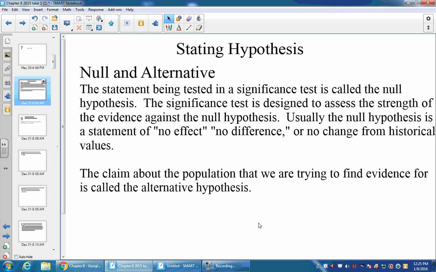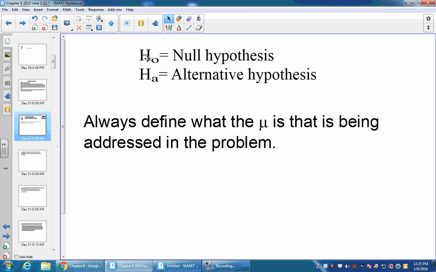So in our paramedic example, we had the null hypothesis of 6.7, but we wanted to see that there were improved times. So our alternative hypothesis is that it was less than that. Now we write the null hypothesis, H with a subscript of 0 or O, and the alternative hypothesis is H subscript A. Now we always define the mu that's being addressed in the problem. So we write these in terms of mu or p, and then when we're done with that, then we write what that actually stands for. And that'll make more sense in a little bit.